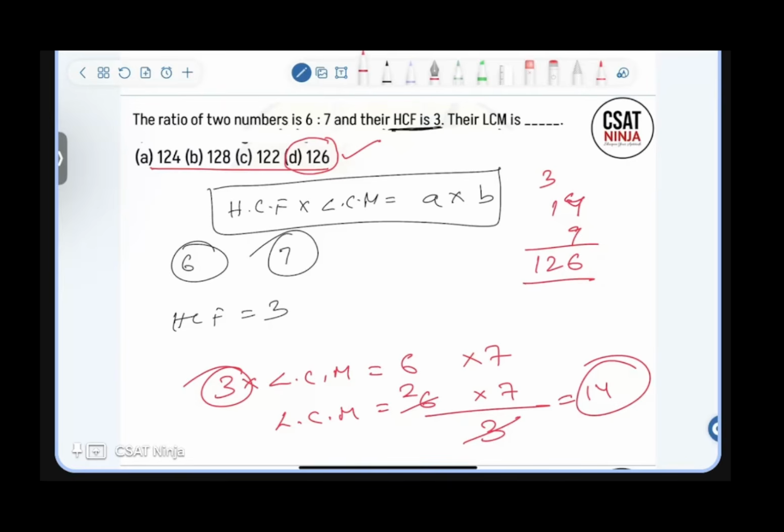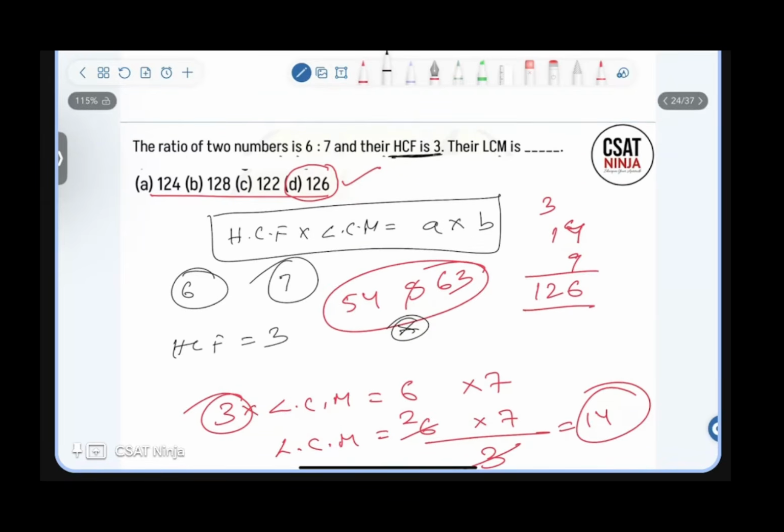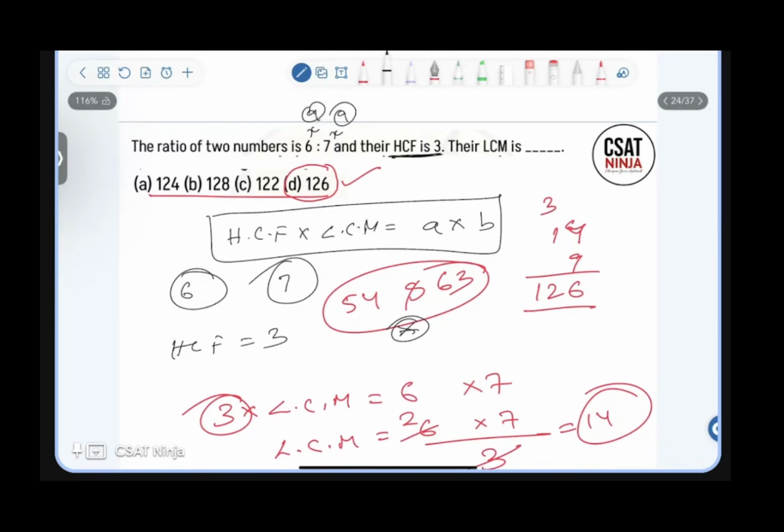In this way, the number will be 56. No, not 56. 54 is to 54. The number here will be 54 and 63. You can cross check later. Why can I say that? Because earlier I assumed 6 times x, 7 times x. x here is nothing but 9. Why? Because 14 times 9 is what we are getting.